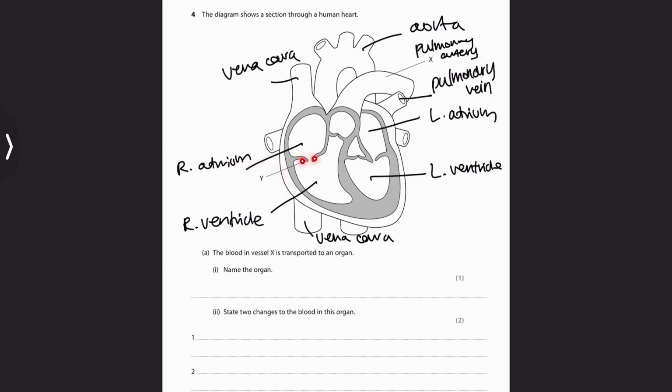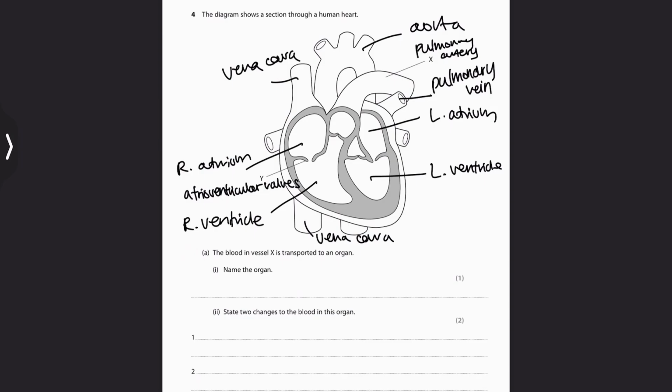What are these little gates that keep blood flowing in one direction? In this case, just down from the atrium down into the ventricle. They've got to be the valves. In this case, it's called the atrioventricular valves. It's easy to remember because it's connecting the atrium and the ventricle. That's why it's called atrioventricular valves. Great. So now we can answer the question.